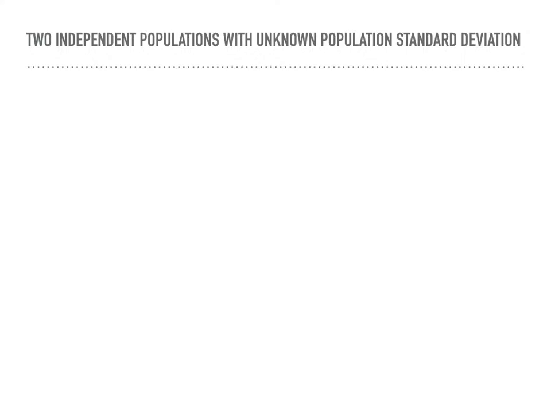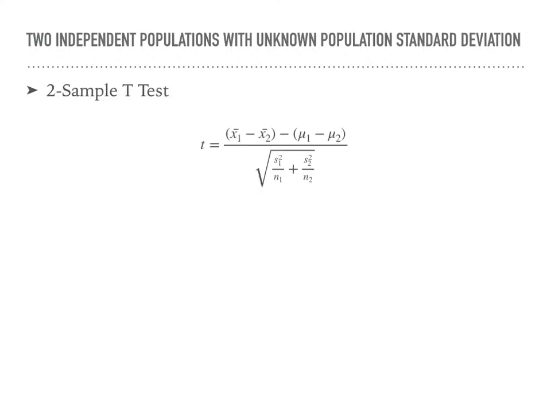Now, if we have two independent populations with unknown population standard deviation, and we are testing means, we will use the two-sample t-test. On our calculator, this is abbreviated as 2SAMP t-test. And as you can see from the formula here, it might be best to go ahead and lean on our calculators.